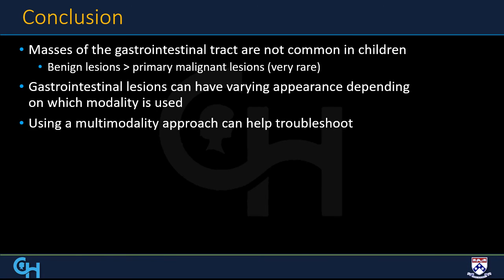In conclusion, masses of the gastrointestinal tract are not common in children, with benign lesions being way more common than primary malignant lesions, which are very rare. Gastrointestinal lesions can have varying appearance depending on which modality is used, and using a multimodality approach can help troubleshoot these lesions.